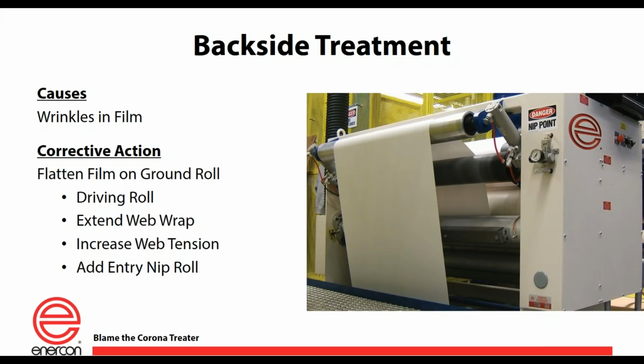Well, if you have an existing treater, the corrective action is really kind of simple, and that is you're going to have to run a little more web tension on that web, if you can, to try to flatten that web out on the surface.